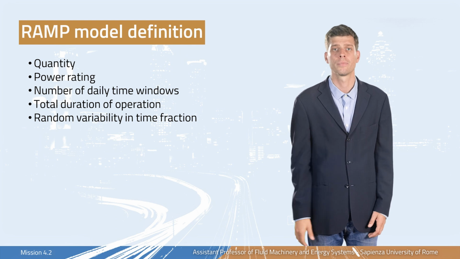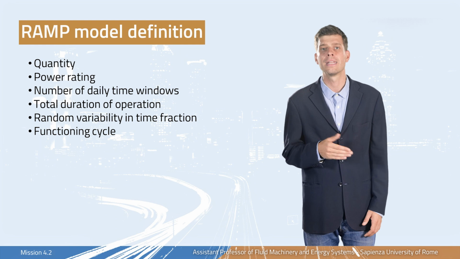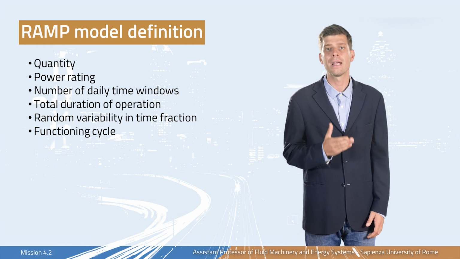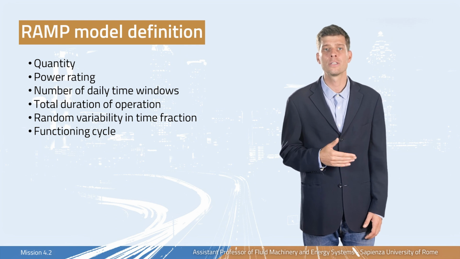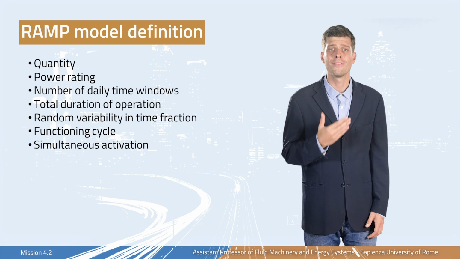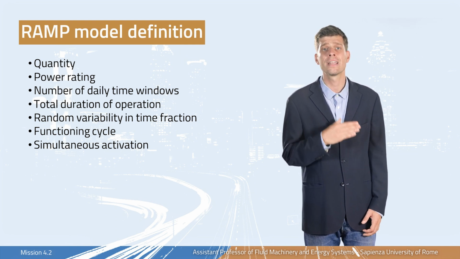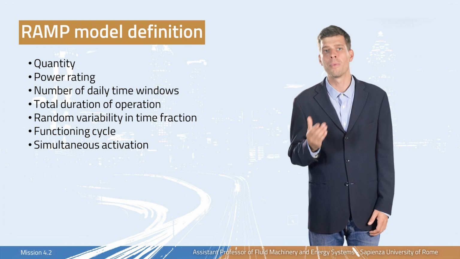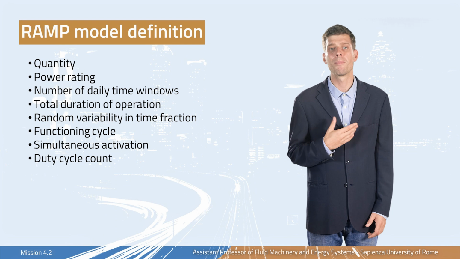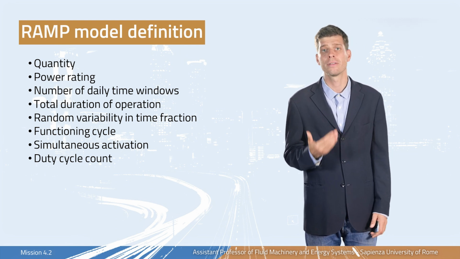The random variability in time fraction determines the percentage of the total usage time that is subject to random fluctuation. The functioning cycle defines the minimum duration in minutes that the appliance remains on after being switched on. This parameter accounts for the behavior of appliances with specific operational cycles. The simultaneous activation indicates whether all appliances of the same type are simultaneously activated or if they operate independently.